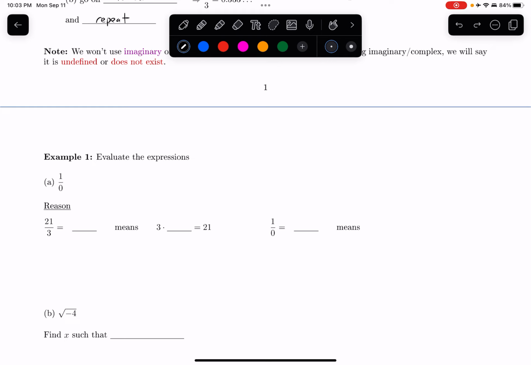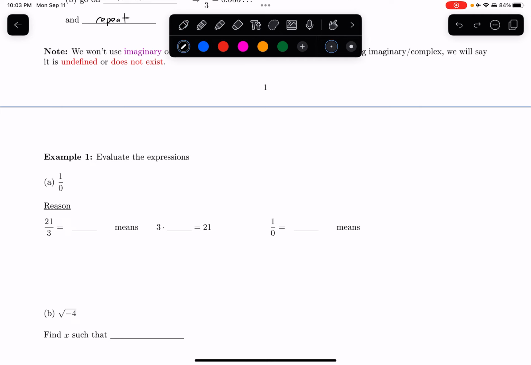Well, let's see if we can motivate the answer for this. If I wanted to do something like 21 over 3, how would I do that? Intuitively I know the answer is 7, but why? Why is 21 divided by 3 equal to 7? What does it mean when it's asking us to do that division?